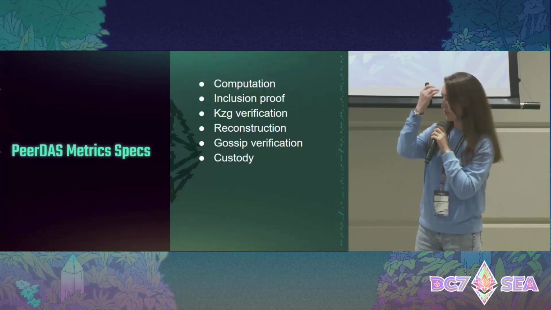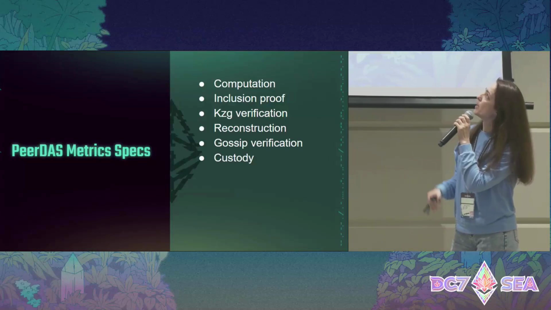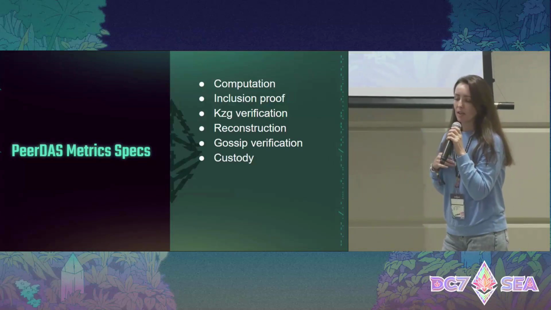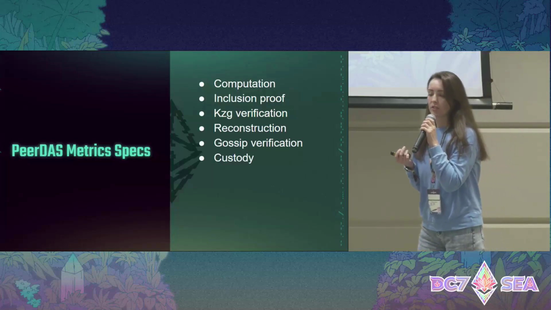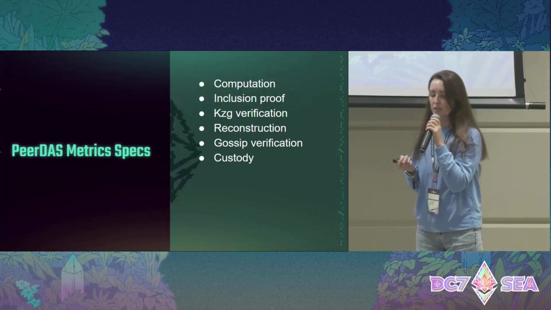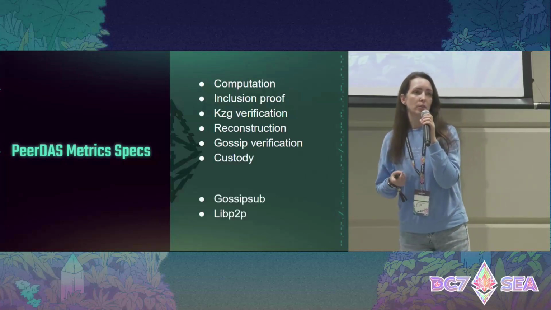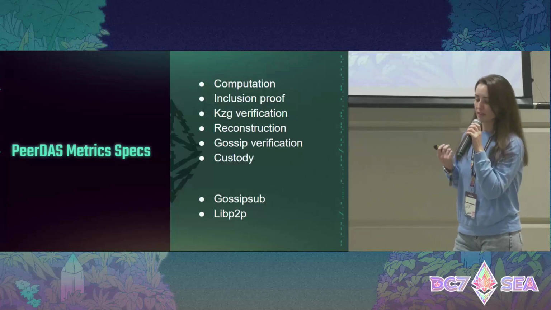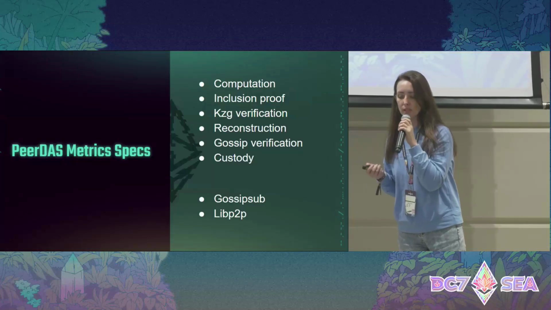Currently, the PeerDAS metrics specs cover the main points of PeerDAS. They are computation, inclusion proof, KZG verification, reconstruction, gossip verification, and custody. And they also cover, in discussion, gossipsub and libp2p metrics with labels for PeerDAS.